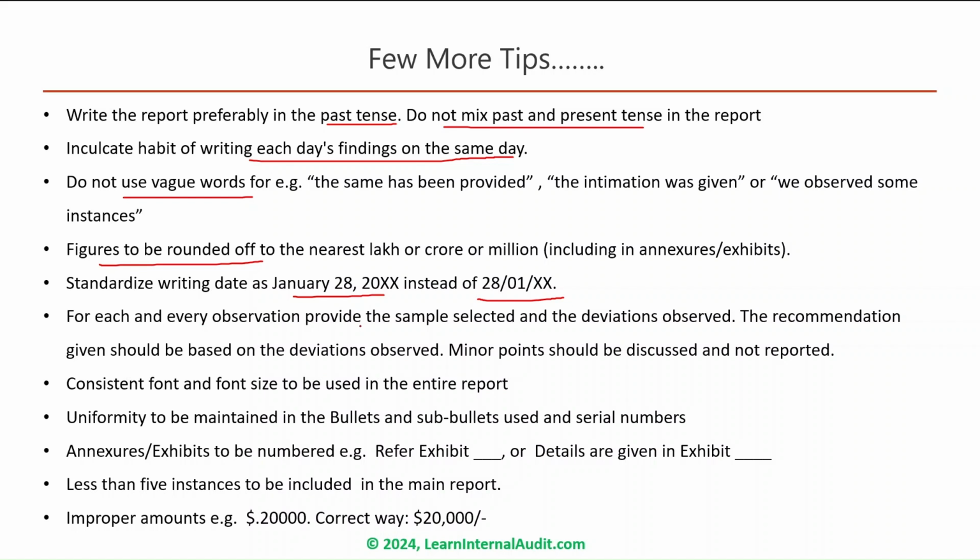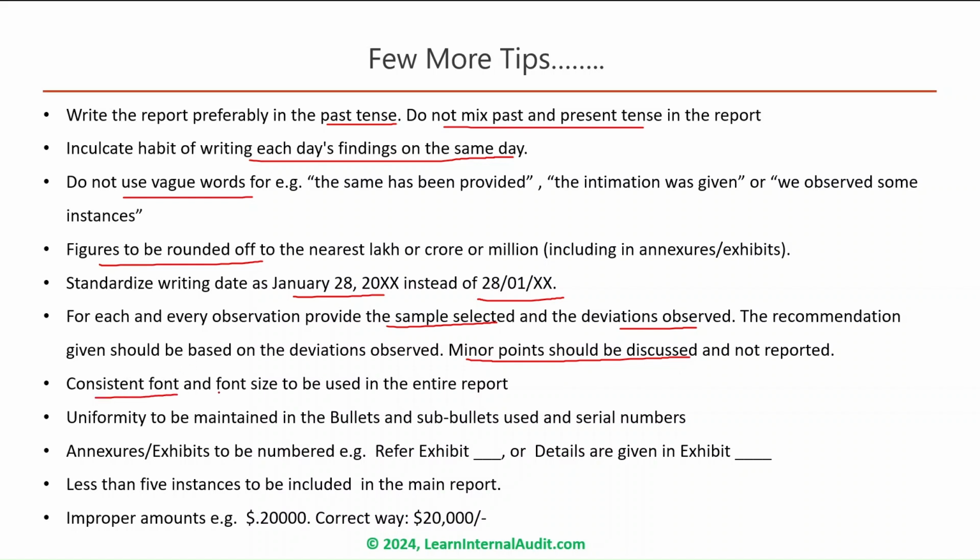For each and every observation, provide the sample selected and the deviation observed. So when you're writing an observation, to give the right perspective, you need to give the percentage of the deviation that you observed, and also write down the sample size because it represents the entire population. So the materiality of your observation is based on the sample that you selected and the deviation that was reported. The recommendation given should be based on the deviation observed. Minor points should be discussed and not reported. This is again to not allow the process owner to waste his time reading the report. If minor points are discussed and implemented, they may not be reported.